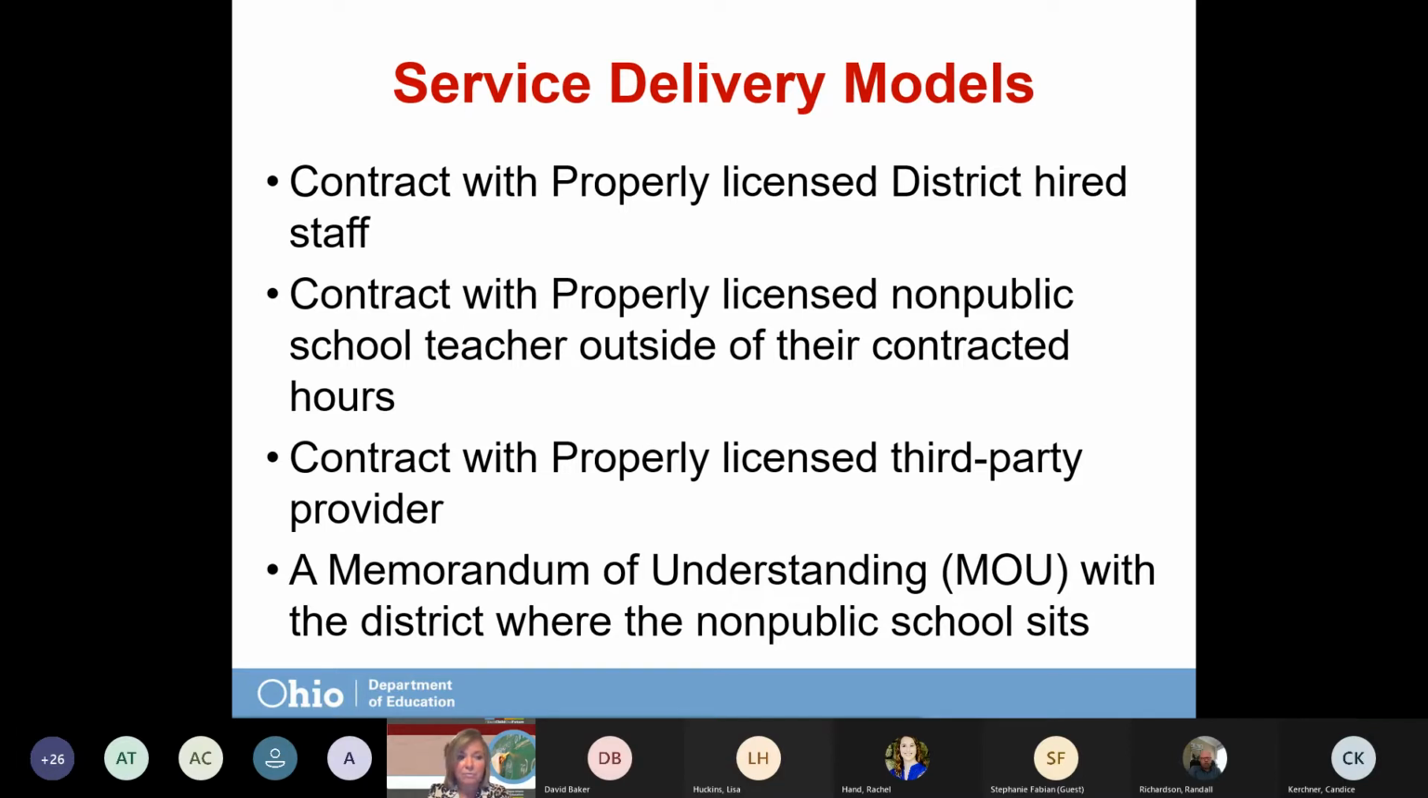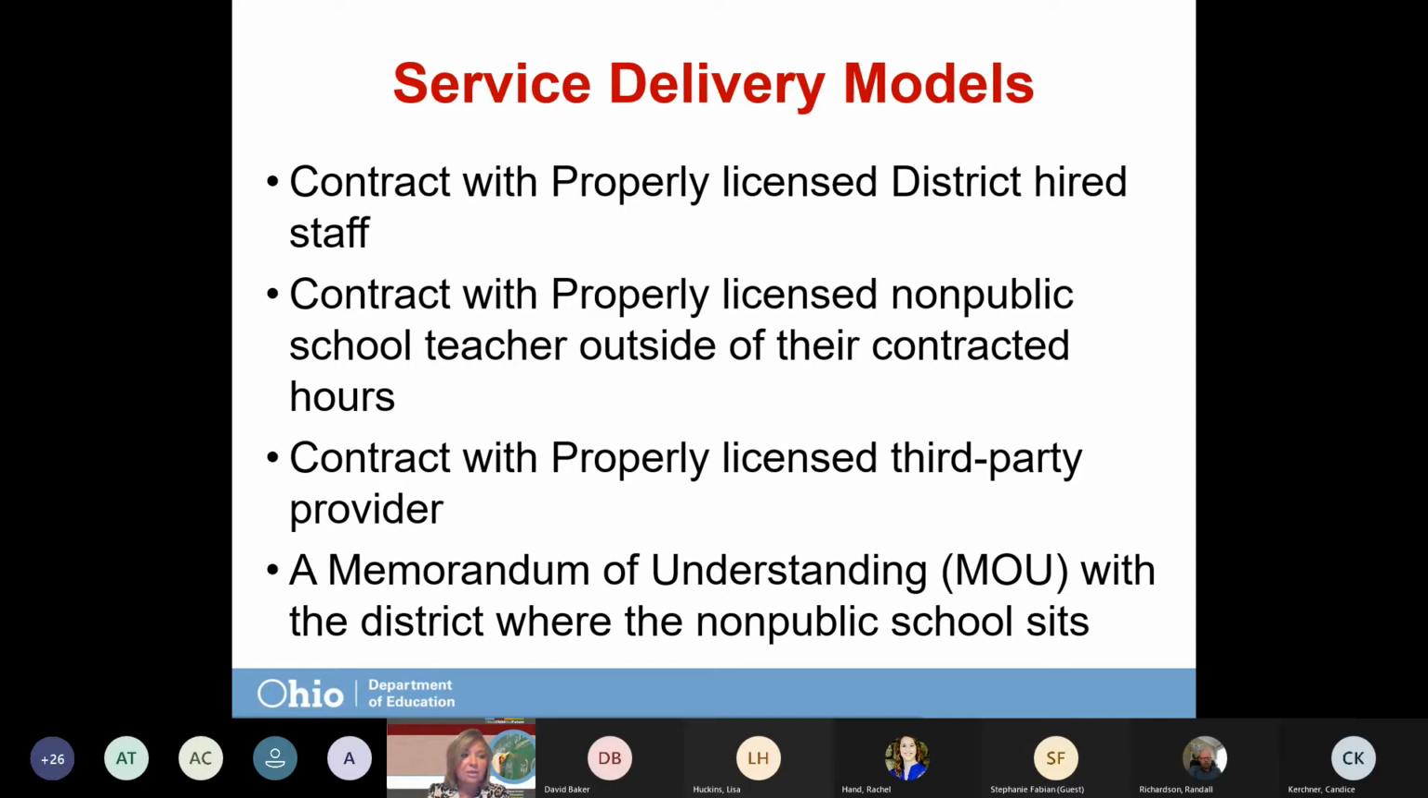This could be for services before or after school, during the summer, or on days of the week that a non-public school teacher doesn't currently work, or even part of the day that she's not under contract with a non-public school. Again, a non-tax license is not considered proper licensure for Title I services.